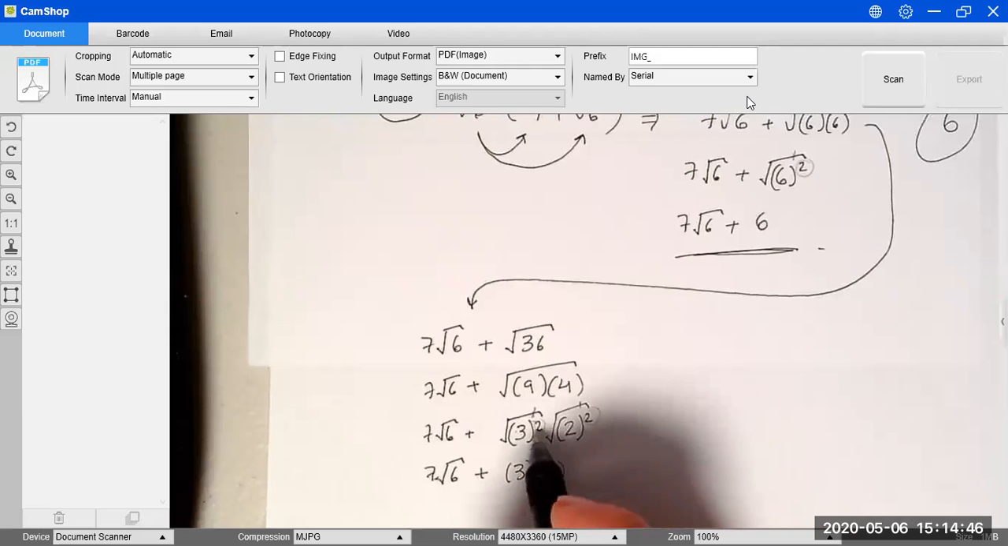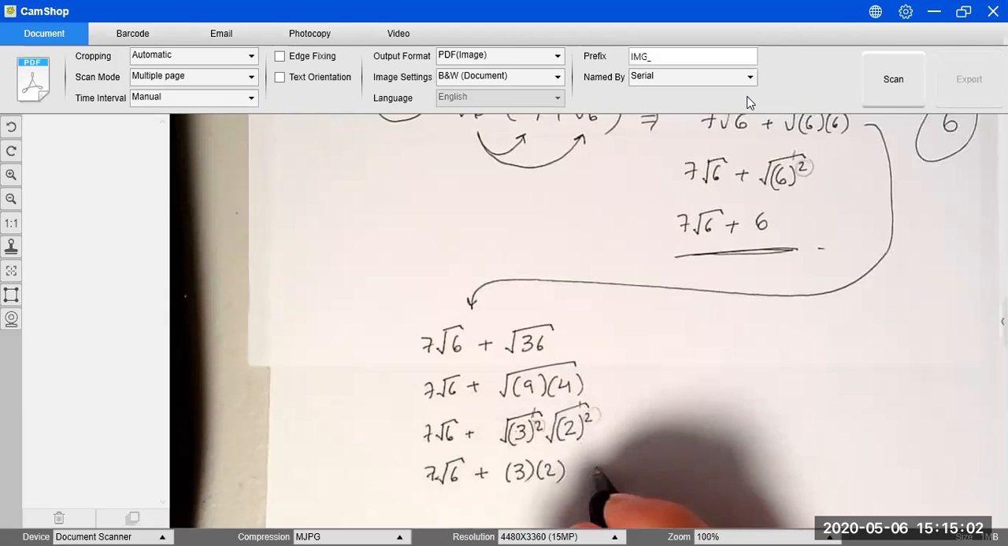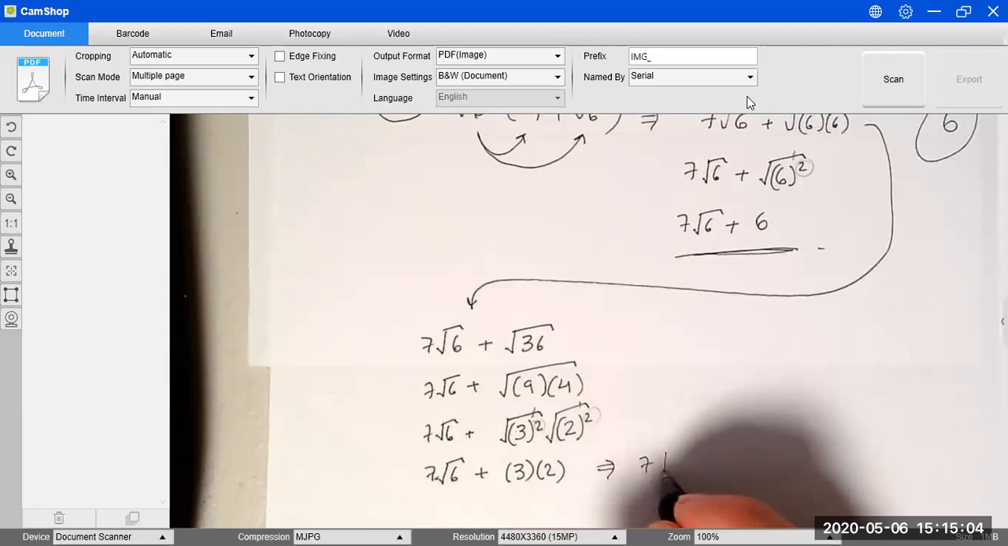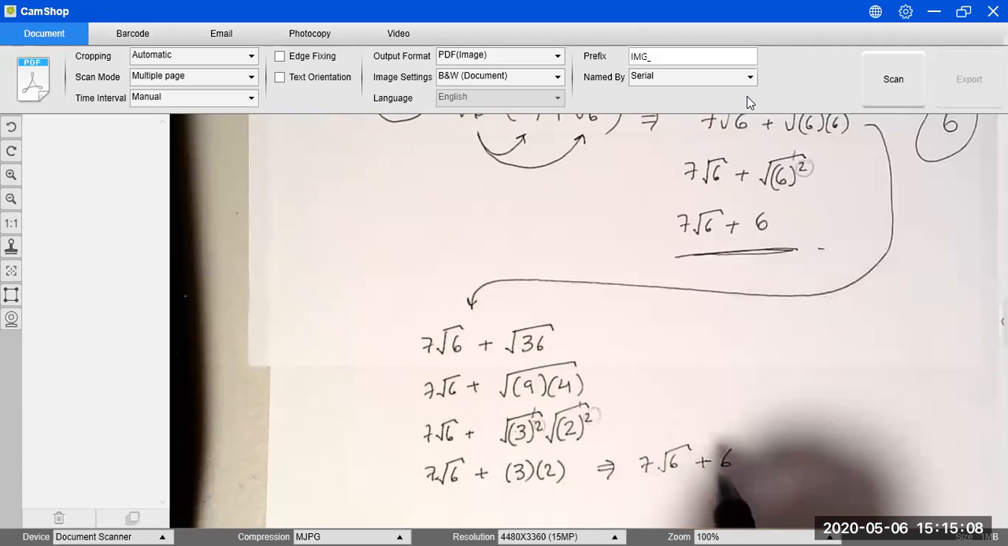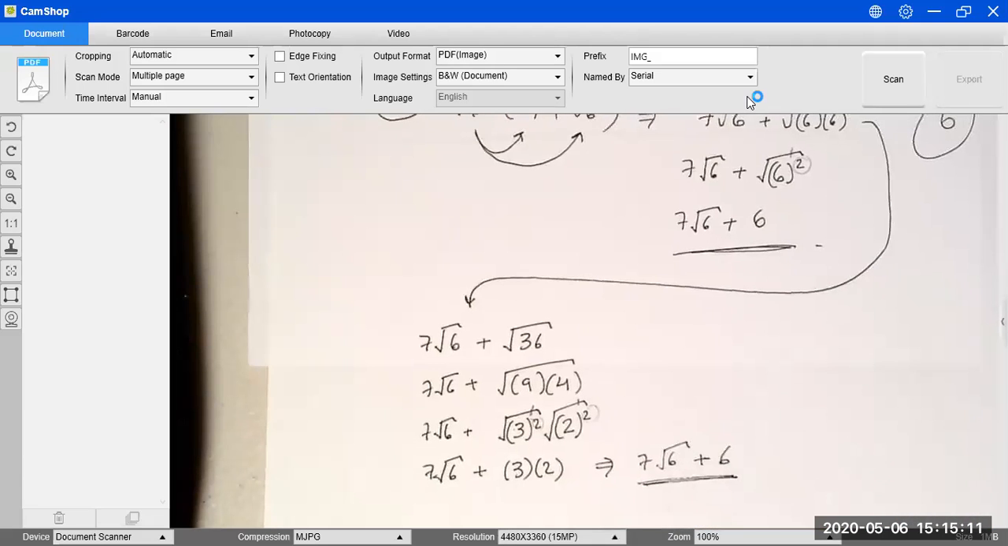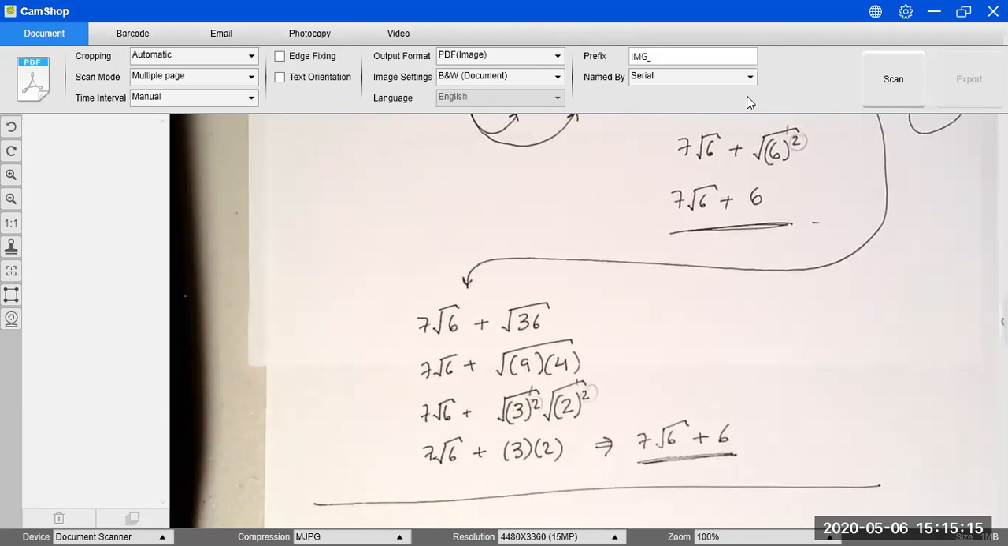Okay, not just the radical, it is the portion that was inside of the parentheses that you squared, and so you end up with only 3 and 2. So at the end, you're going to get 7 times square root of 6, and 3 times 2 is also 6, which is the same answer that we got before. Okay, now we have another exercise.